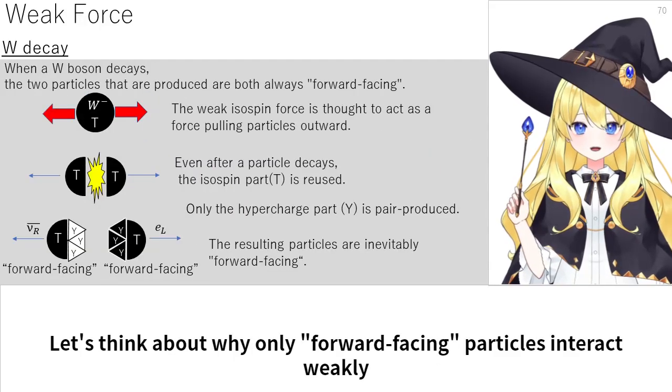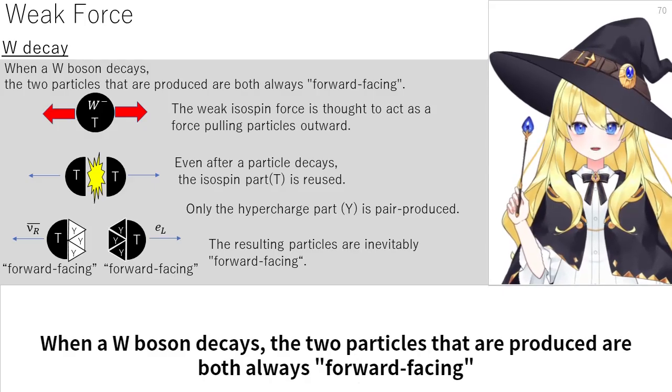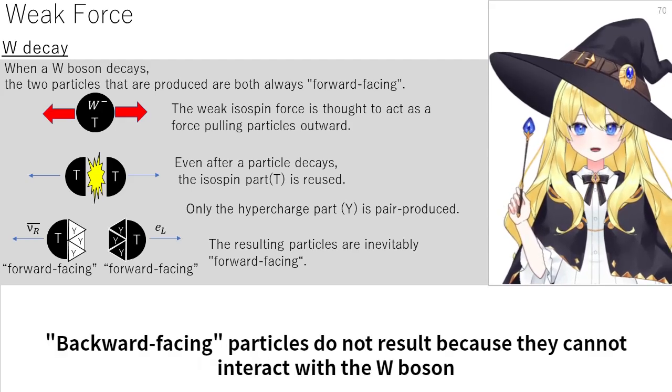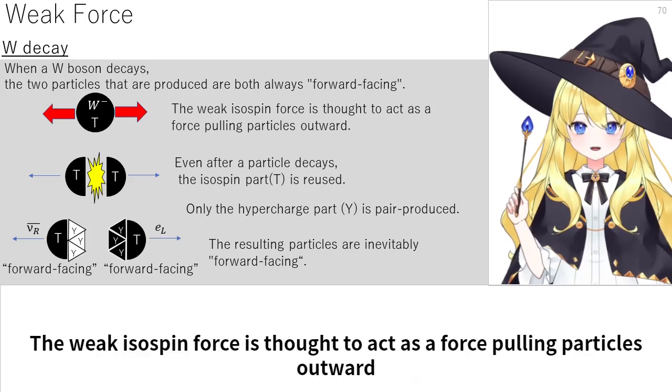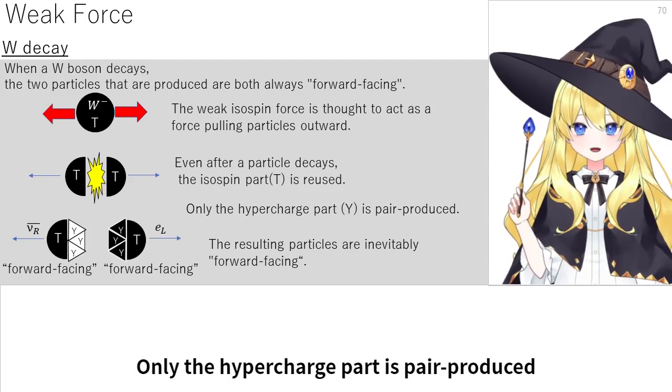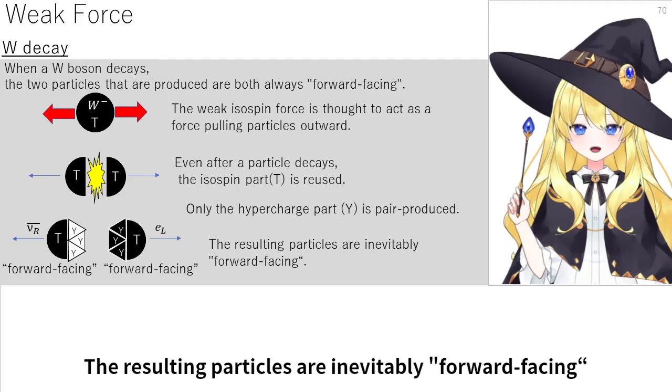Let's think about why only forward-facing particles interact weakly. When a W boson decays, the two particles that are produced are both always forward-facing. Backward-facing particles do not result because they cannot interact with the W boson. The weak isospin force is thought to act as a force pulling particles outward. Even after a particle decays, the isospin part is reused. Only the hypercharge part is pair-produced. The resulting particles are inevitably forward-facing.